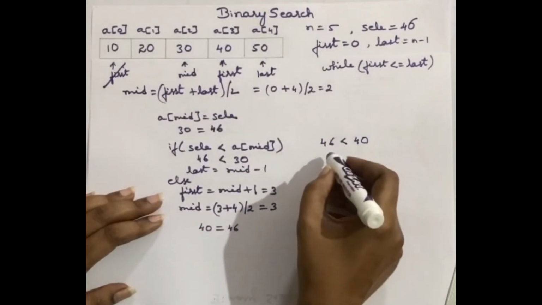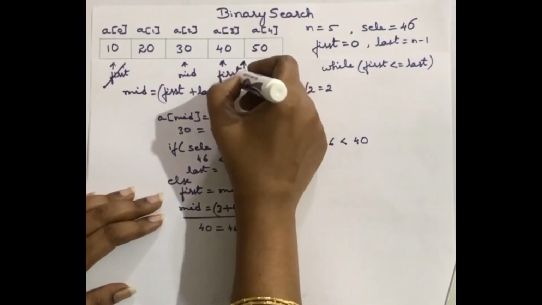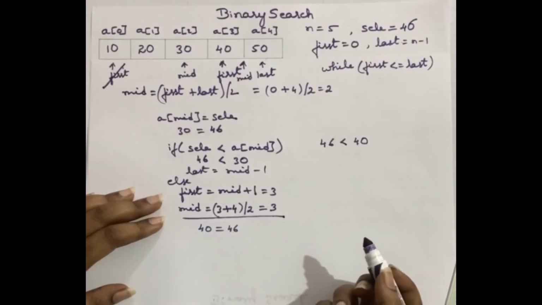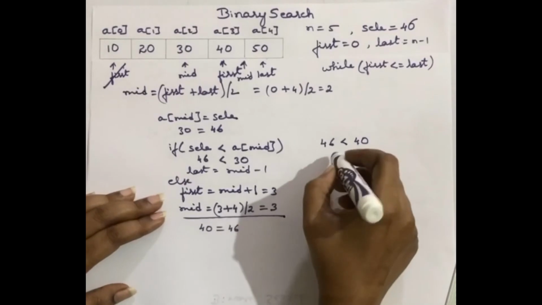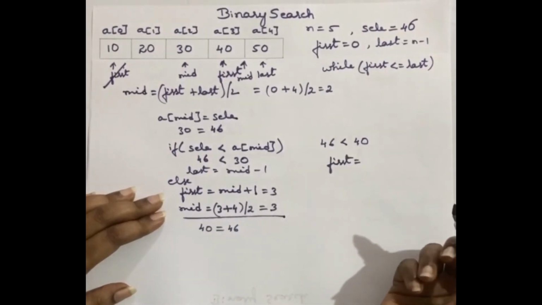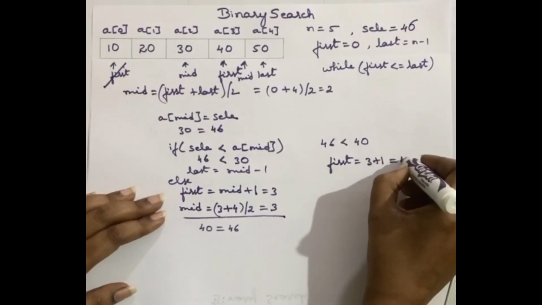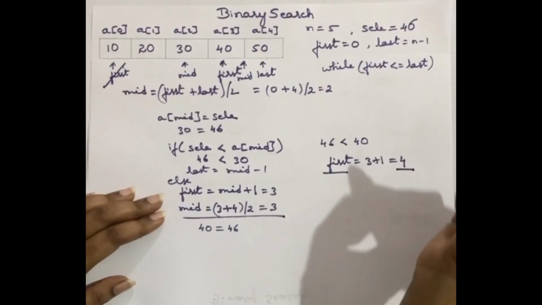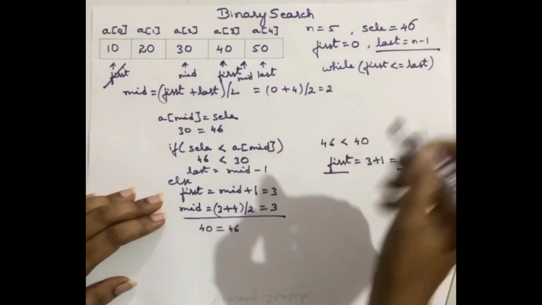Now I had got mid equal to 3. So this became mid. Now I want to change the first pointer. First will be equal to mid plus 1. So now first is equal to mid plus 1. Mid is 3, 3 plus 1 equal to 4. Now first is 4 and last is also 4.